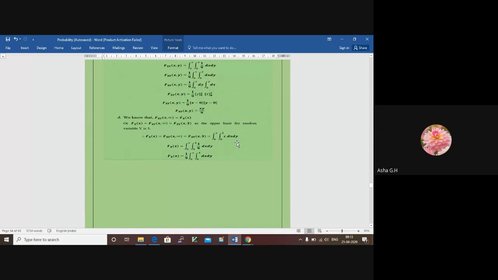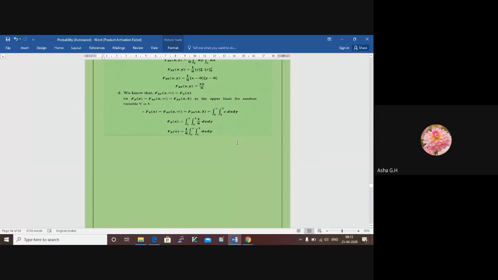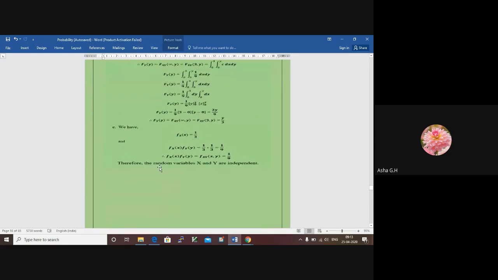So the last one is checking for independency. So fxy of x comma y, the joint function, is it equal to the product of the individual functions? We have everything with us. The individual functions we already have. Fx of x is equal to 1 upon 3. Now fy of y is also equal to 1 upon 3. The product of this is equal to 1 upon 9. So fxy of x comma y is equal to 1 upon 9. Hence, they are independent.